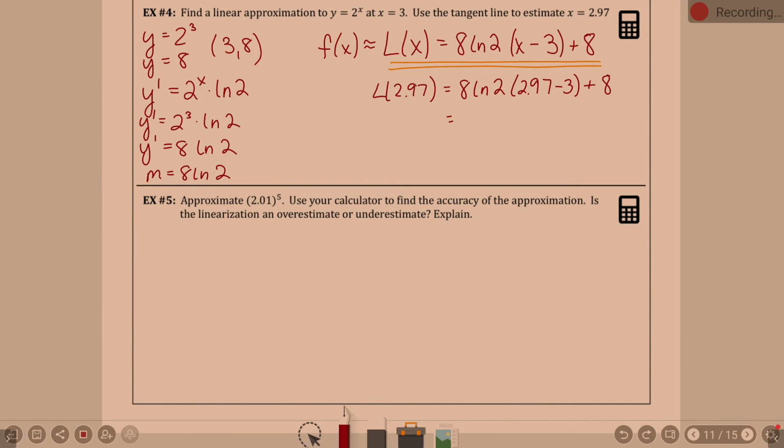Okay, in my notes, I have written down 7.83364. And so what we're saying here is that f of 2.97, the actual function value, is approximately equal to L of 2.97, the linear approximation. And that linear approximation is 7.83364.